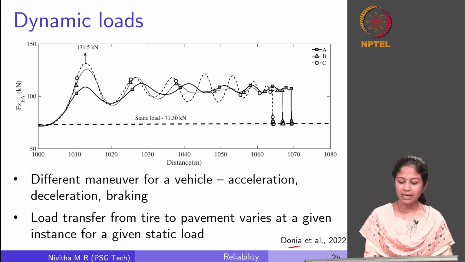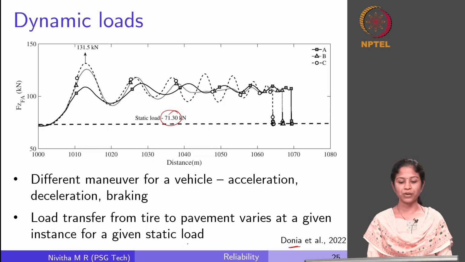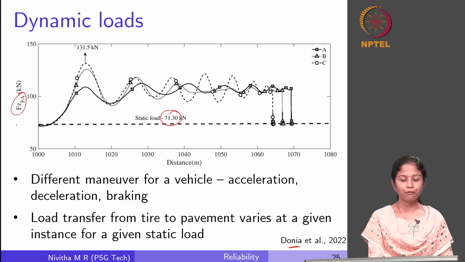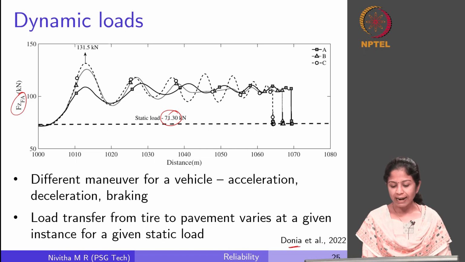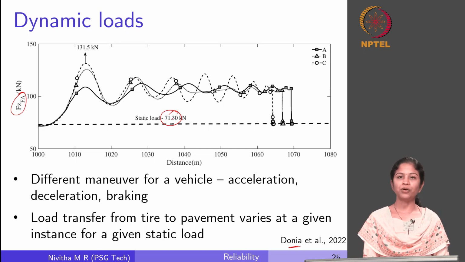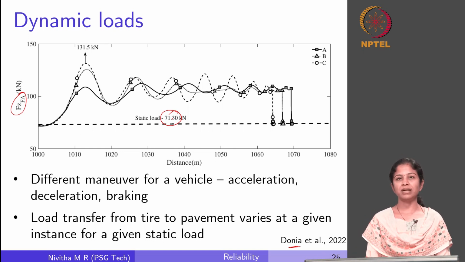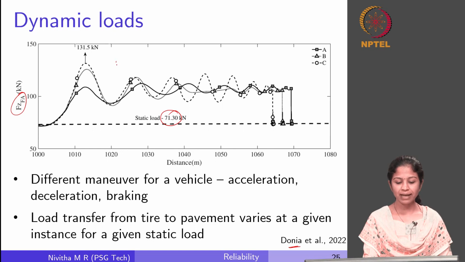So she has assumed a static load of 71.3 kilonewton. When this load is applied, this FZFA is the force in the Z direction, which is nothing but the vertical direction for the front axle. So when a static load of 71.3 kilonewton is applied to a given vehicle and the different maneuvers are simulated, this is for a braking phenomenon.